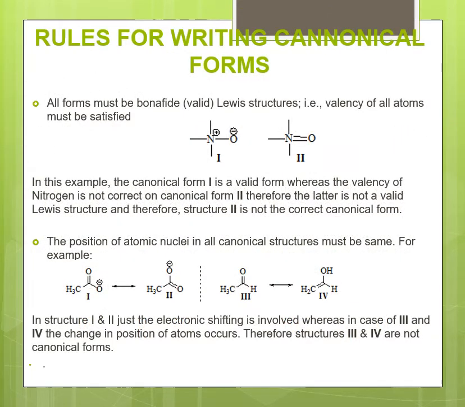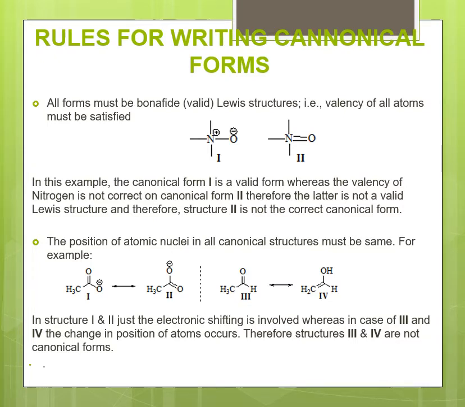So after the rules of resonance, we will consider rules for writing canonical forms. Whenever you have to write a canonical form, there are certain rules. Number 1, whenever you write a canonical form, always keep in mind that the Lewis structures must be a bona fide Lewis structure. Means the valency of all atoms must be satisfied.